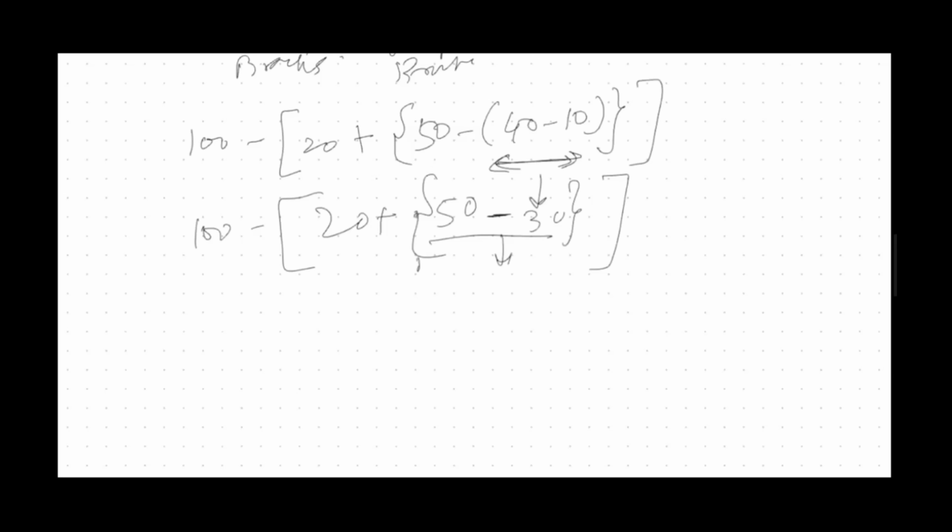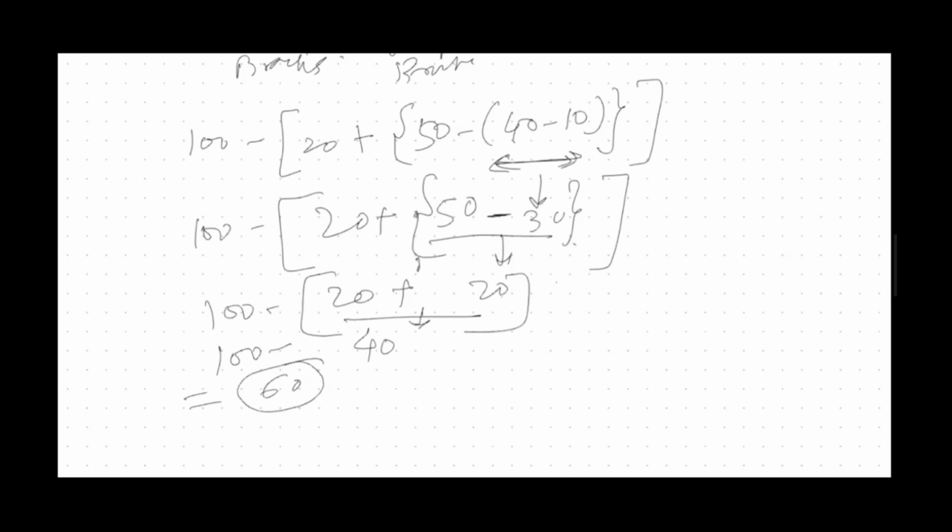Now this bracket is already solved, so we don't need to put the bracket. It's now 20 plus 20 in the square bracket, and it is prefixed by 100 minus. So now we solve the square bracket, that is 100 minus 40. And now the final answer comes to 60.